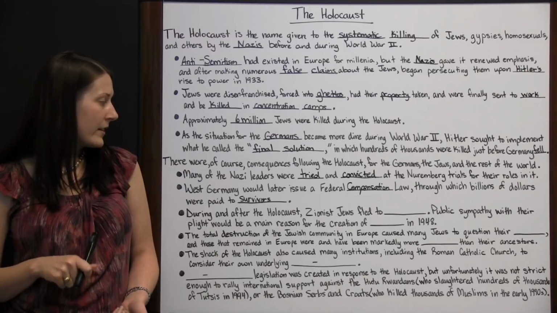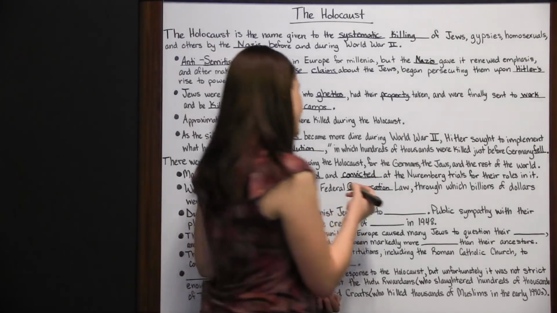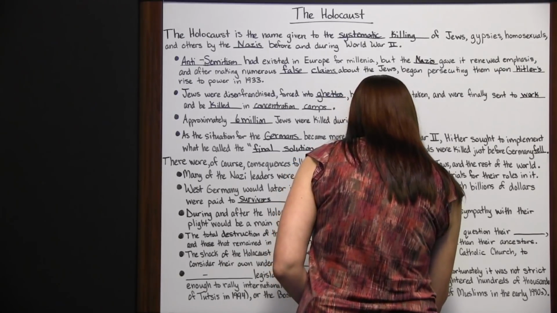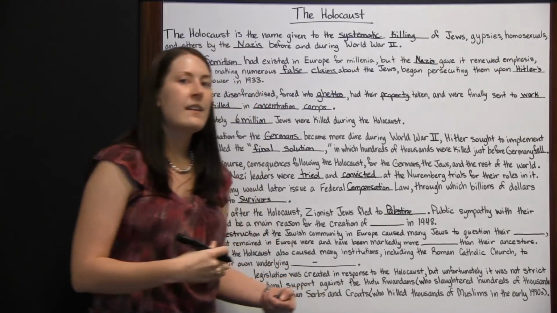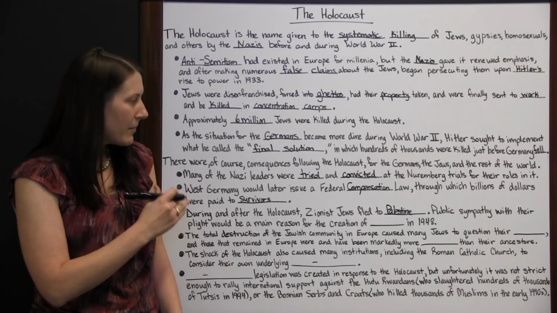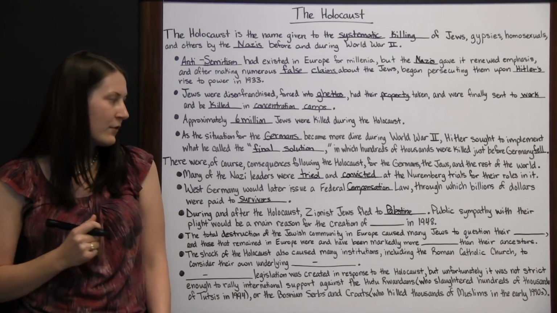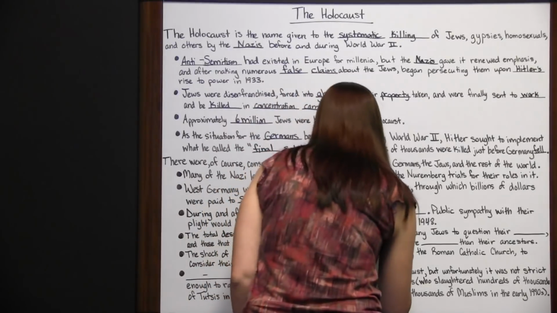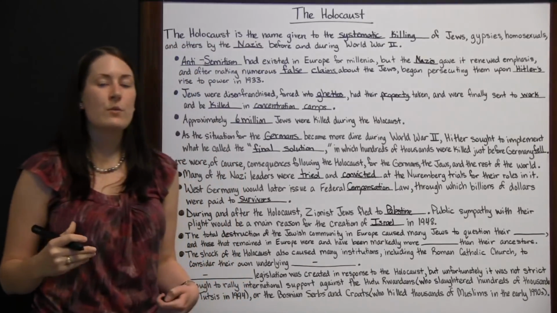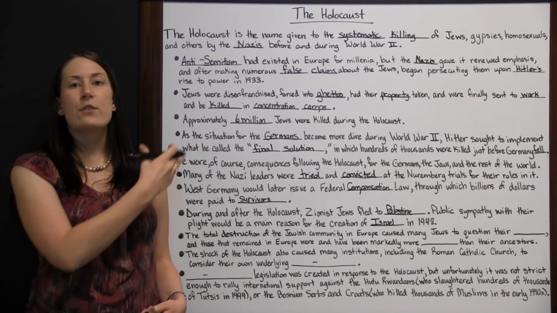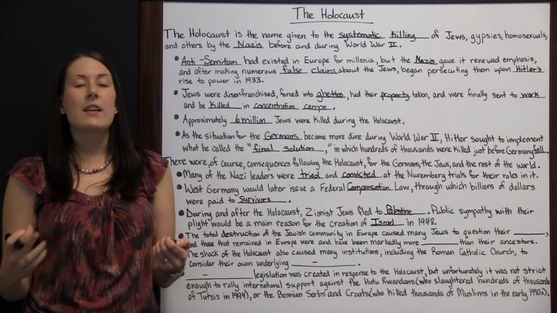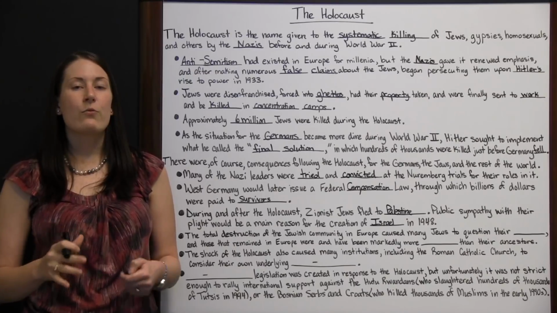During and after the Holocaust, Zionist Jews fled to Palestine. They said, okay, we'll get out of Europe, we'll go to the Holy Land that we can all flock to together and make a Jewish majority there. Public sympathy with their plight would be a main reason for the creation of Israel in 1948. So the state of Israel was created for the Jewish people after World War II, after the Holocaust, because people felt so bad about what had been done to the Jews that they said, okay, we will set up the state of Israel for the Jewish people.